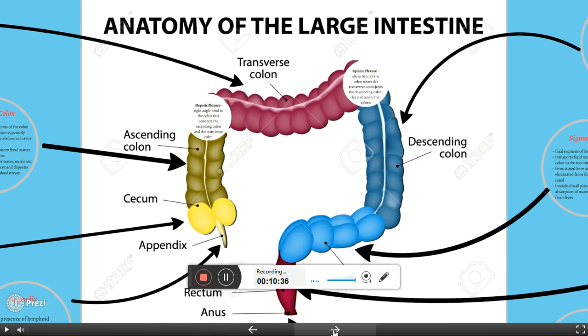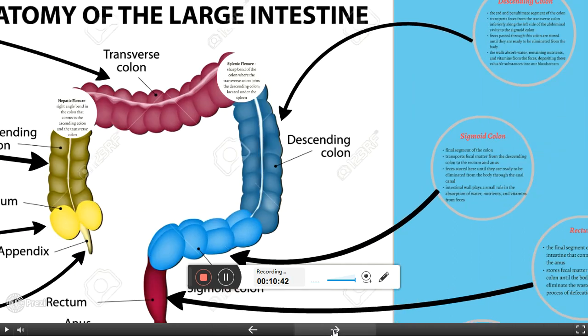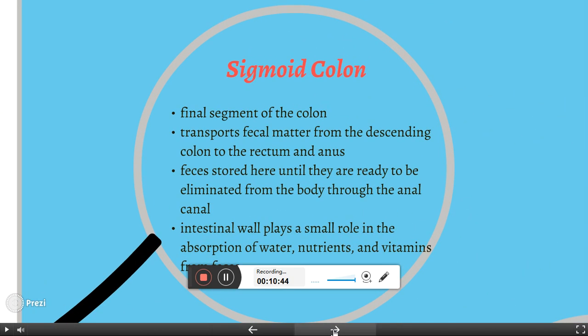The descending colon leads directly to the sigmoid colon, which is shown in the lighter blue. The sigmoid colon is the final segment of the colon. It transports fecal matter from the descending colon to the rectum and anus. Feces are stored here until they are ready to be eliminated from the body through the anal canal. The intestinal wall plays a small role in the absorption of water, nutrients, and vitamins from feces.